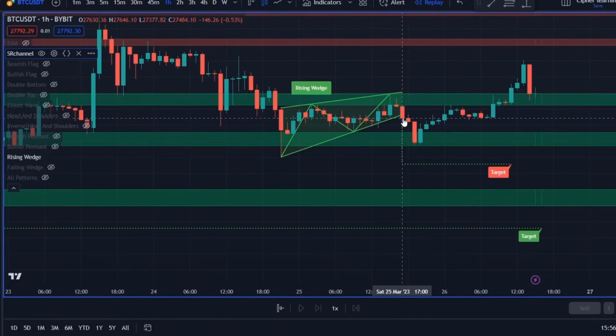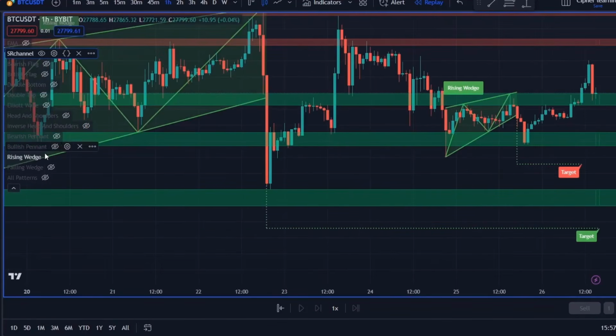We closed below this rising wedge. It did show the target here, but since it was only a small rising wedge, I would have taken my profits here at the very latest as well, because we have this support zone here, at least a partial profit. And you can see here, that would have been a good move.